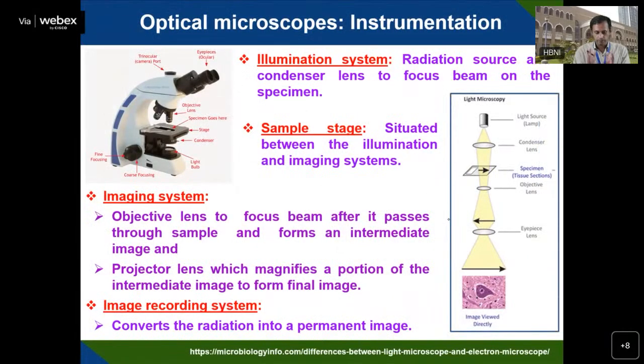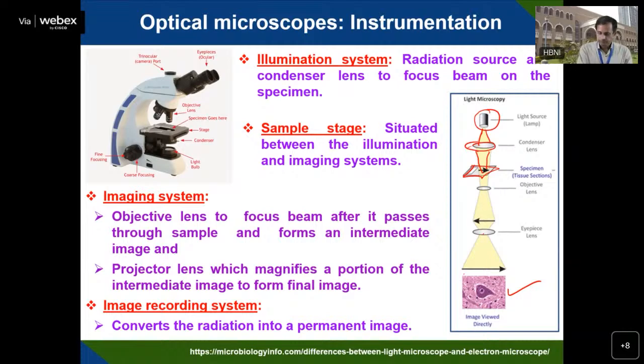You see that mainly the optical microscope has a light source at the top. This is the light source. Then that is called the illuminating system, the radiation source, and you have condenser lenses to focus. The light is coming here, then it falls on a lens, and that is illuminated to fall on a specimen. Here you have a specimen. The light falls on the specimen surface, and then it passes to the objective lens and the eyepiece, and you are able to see this type of image from the eyepiece.